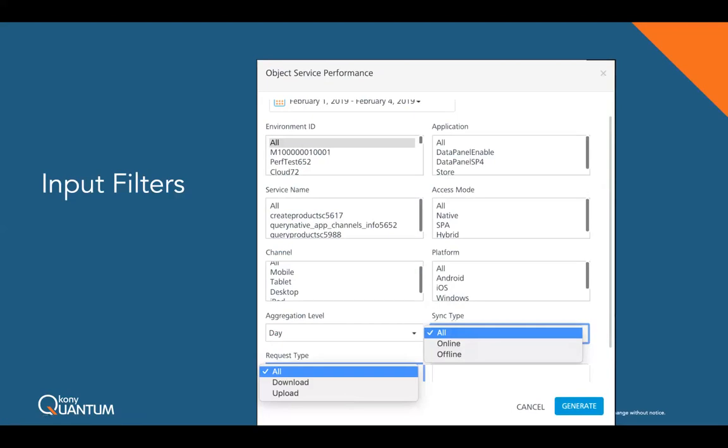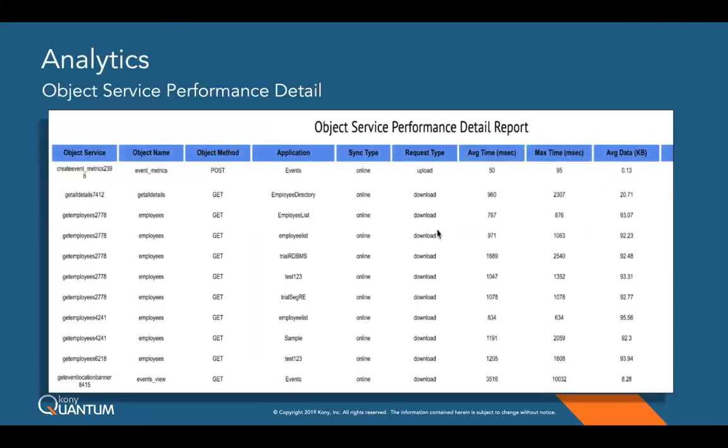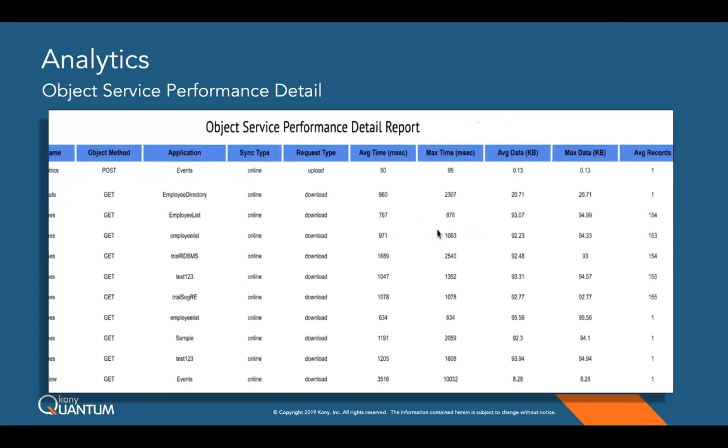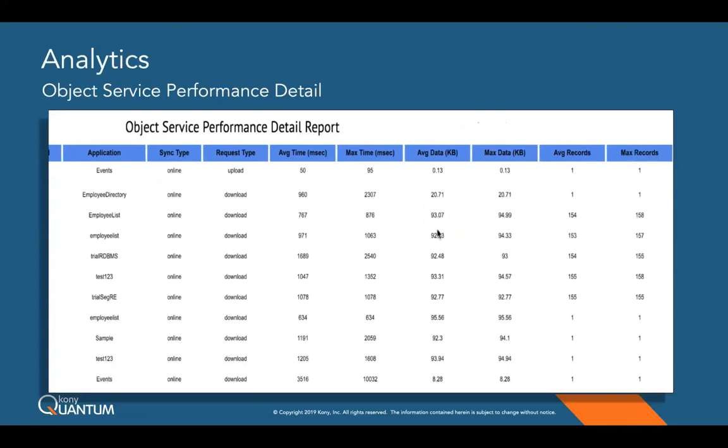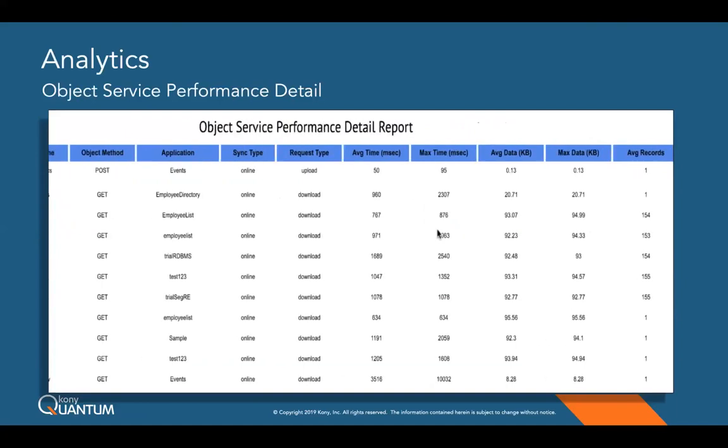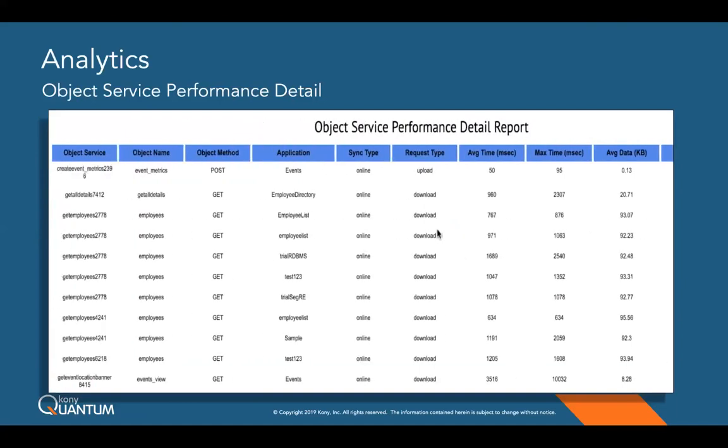We also added a performance detail report, where if you want to see overall how much time it has taken, what was the max time, average data, average number of records sent, and max records sent in the time period for every single object service, you can do that as well by using this object service performance detail report. You can export it to Excel and then go ahead and analyze it for more info.